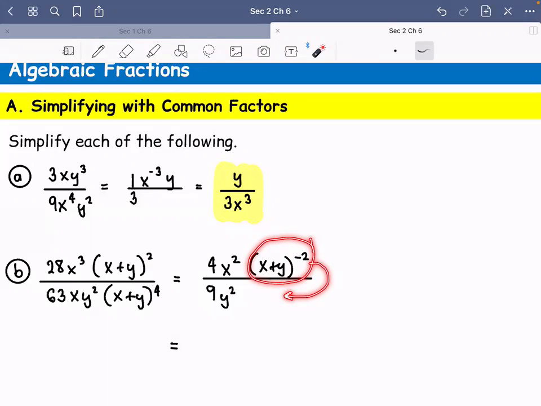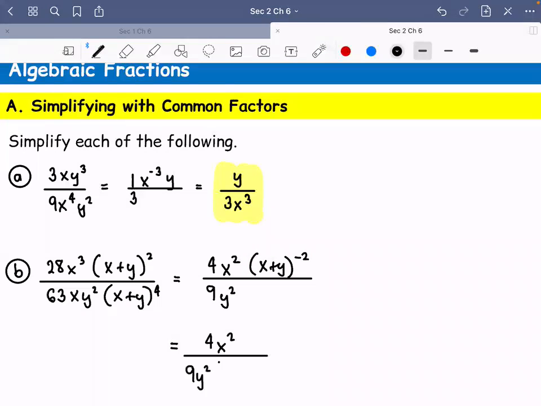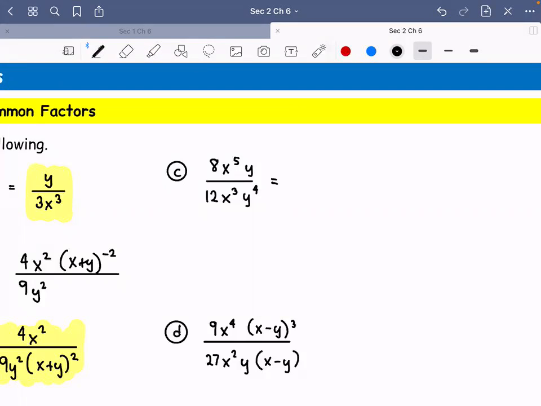Okay, so let me rewrite this. So this is now 4x squared all over 9y squared times x plus y squared. Yeah, so just that. That's your answer for this.